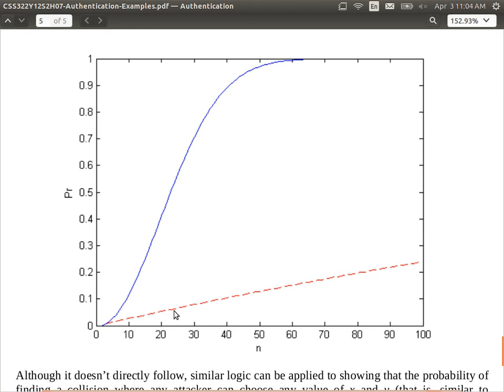But if you have the freedom to choose any two inputs, any two people, any two messages, then the probability of getting a collision is much higher. So from the attacker's perspective, the chance of them finding a collision is much higher if they have the freedom to choose from any two messages than if they have to take one given message and then search for another message that will produce the same hash value. From the attacker's perspective, attacking the strong collision resistance property is easier.